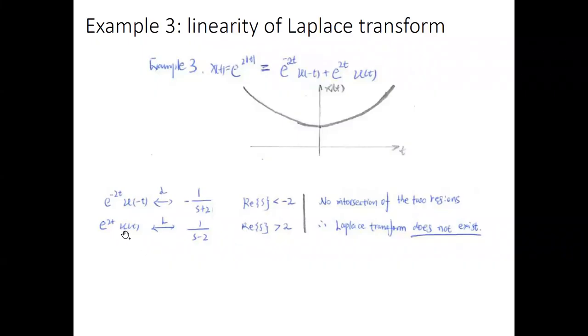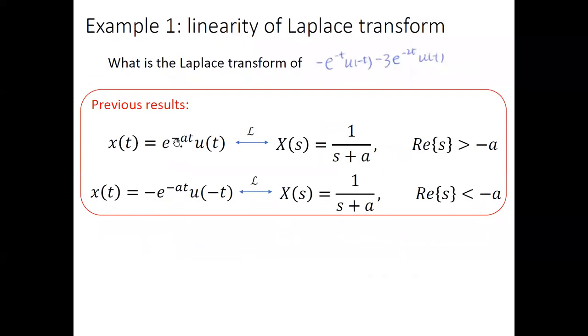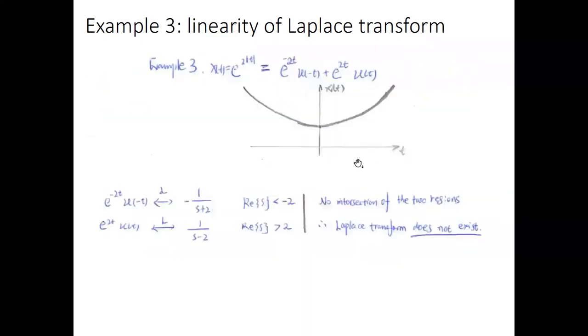For the second term, it's just the standard exponential of minus a t times u of t. So notice the sign here. It's a minus a t, then it's plus a here. So minus a here, plus a here, the different sign. If it is two here, then we might have minus two here. So for the second term, the denominator is s minus two. And it is a right-sided signal, right? U of t is right-sided. So the region of convergence is to the right of the pole. The pole is two because it is what makes the denominator zero. So to the right of the pole.